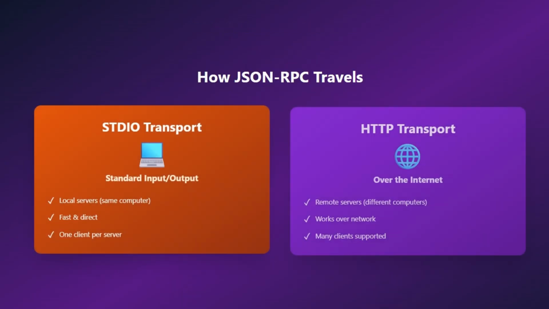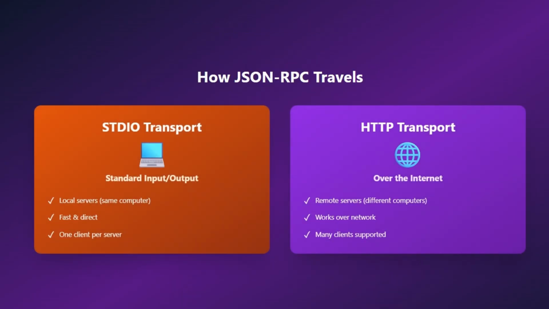JSON-RPC can travel in 2 ways. STDIO transport is used for local servers on the same computer. It's fast and direct. HTTP transport is used for remote servers over the internet. It's scalable and can handle multiple clients.